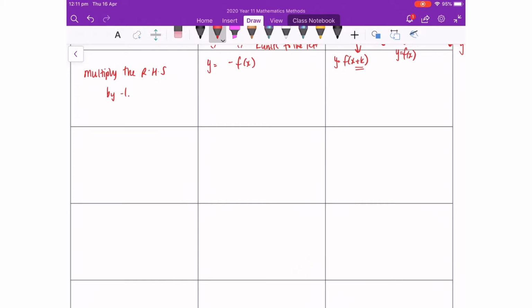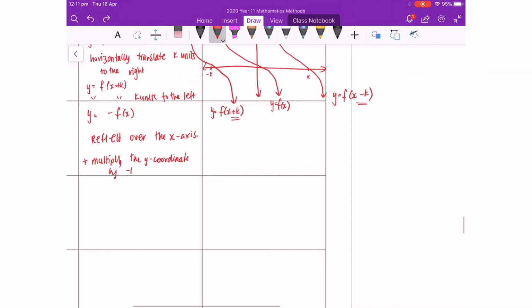So it's going to reflect over the x-axis. The way you can plot them and figure that out is to multiply the y coordinate by -1, and I'm going to explain what that means in a minute. Let's see if I can draw that and what that looks like.